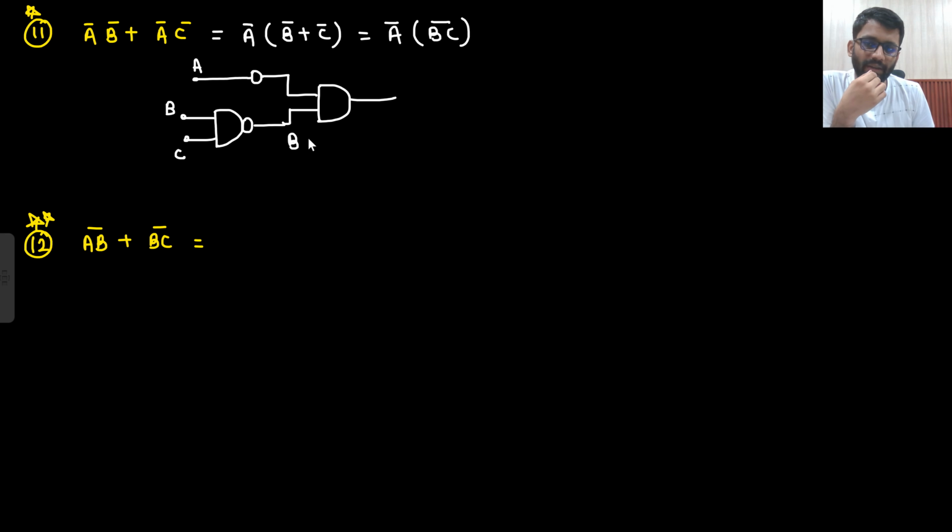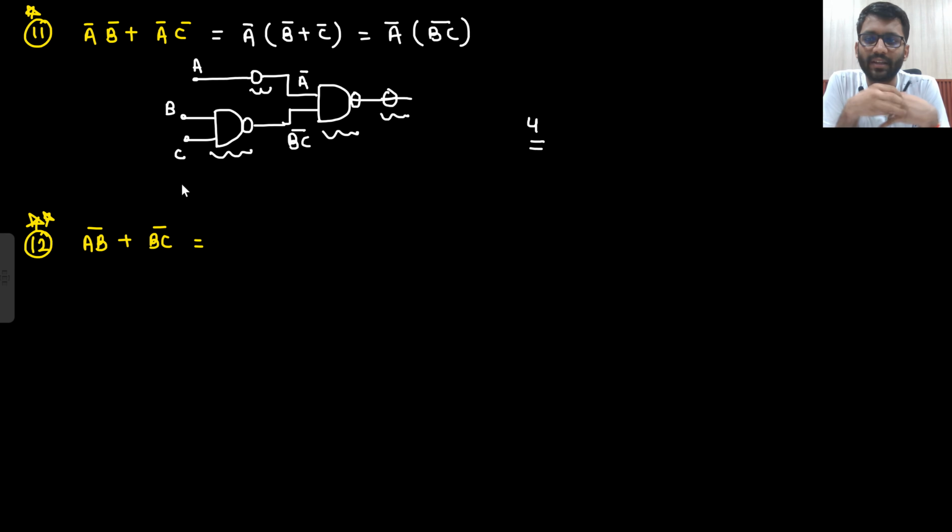So here BC bar is coming into A bar, that would be A bar into BC. But you require a NAND gate, so here you need to introduce a bubble. So if you are introducing a bubble from your side, then you need to introduce another bubble. So 1, 2, 3 and 4. That's the answer. If I had directly implemented, then what would be the issue?